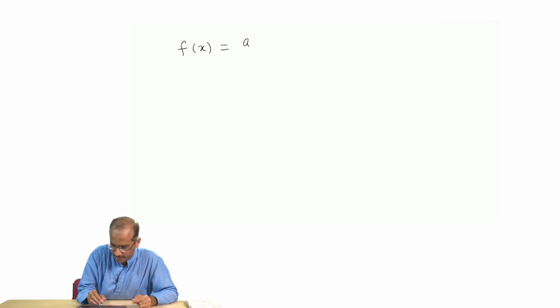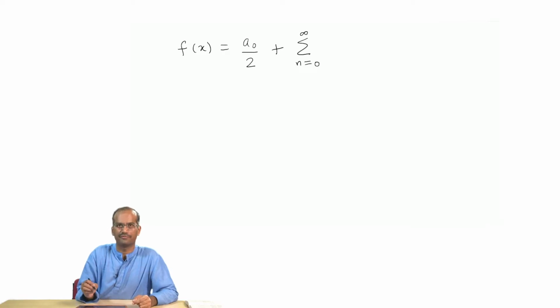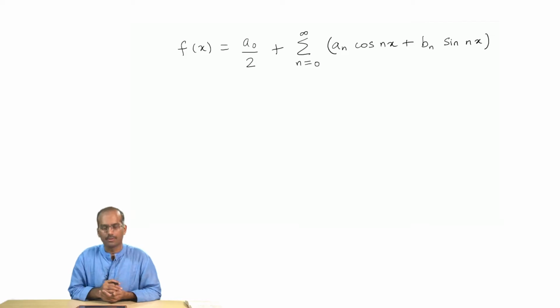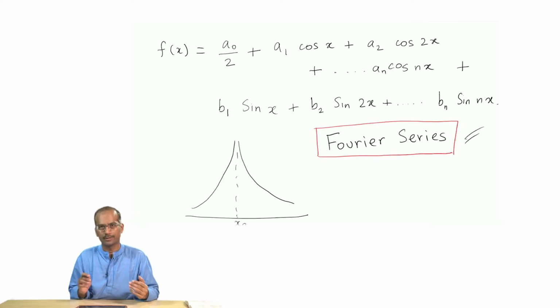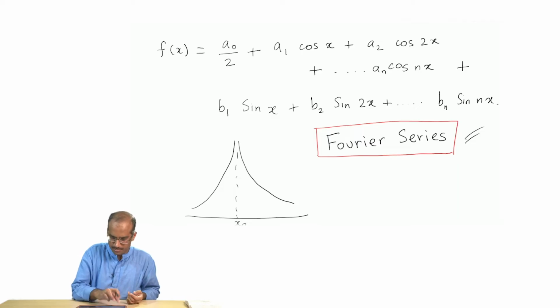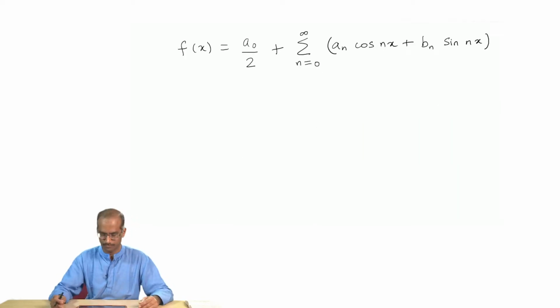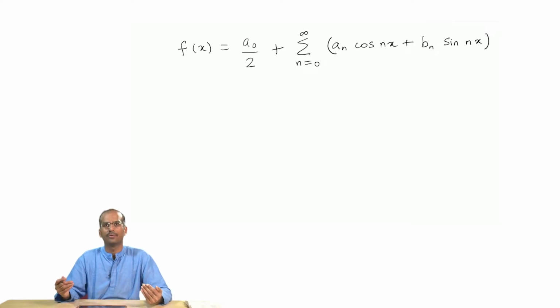Let me write the Fourier series in a compact notation. F of x is a 0 by 2 plus I have an infinite summation n going from 0 to infinity. So, I have written down the expression or the Fourier series in a compact notation involving the summation notation. So, the unknowns are actually the a n's and b n's. So, those are the quantities which we need to determine if we have to make use of this Fourier series.